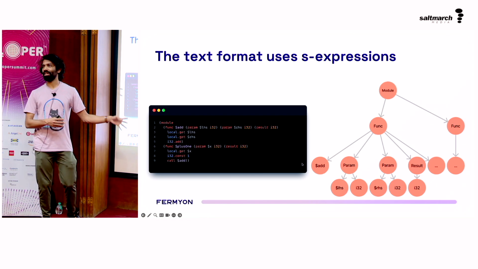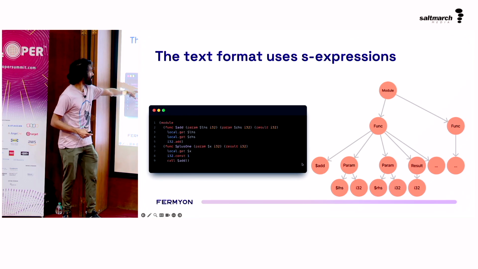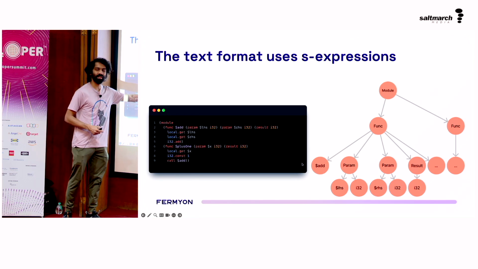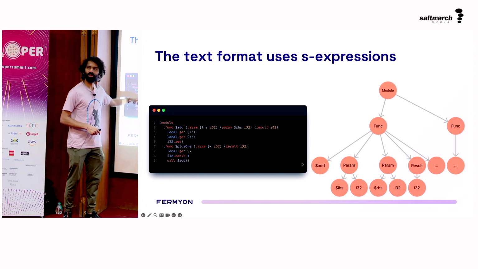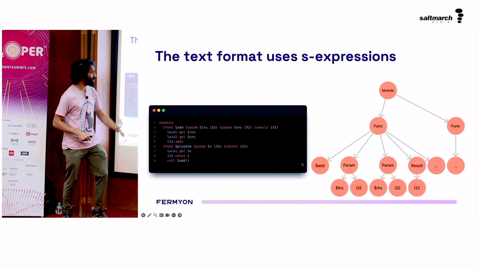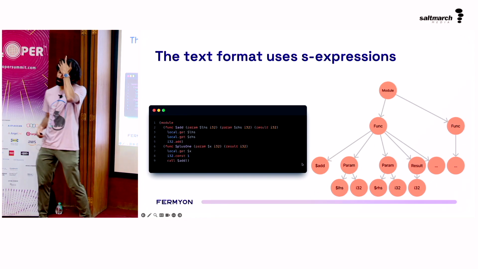We're not going to go into the depths of this because it's not super relevant, but you can see the function says add. There's one parameter, there's a second parameter, both 32-bit integers. You get the two parameters, and then you add them, and that's essentially what you see. You have the WebAssembly module, the function, the parameters, adding, and so on.